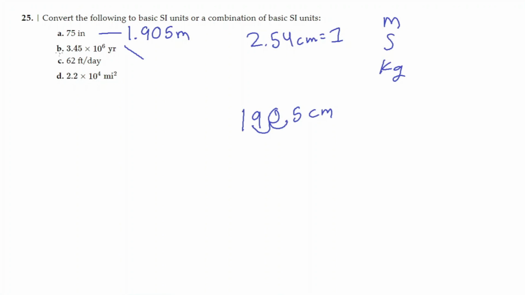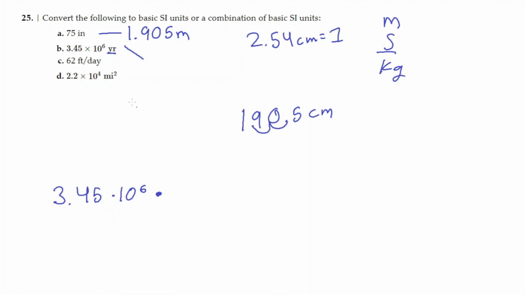And now we have B, so we have 3.45 times 10 to the 6 years, and this is a measurement of time, so we want to change it into seconds. So we have 3.45 times 10 to the 6. We're not going to multiply or simplify that out. We're going to leave it like that.